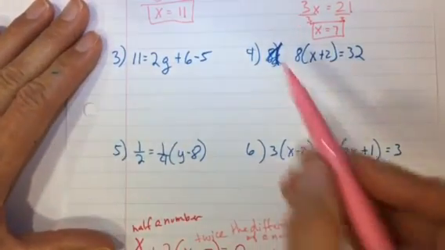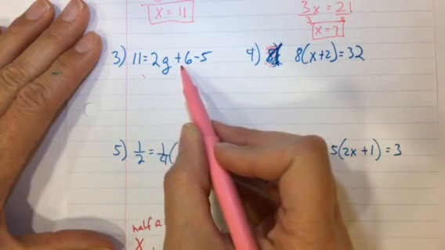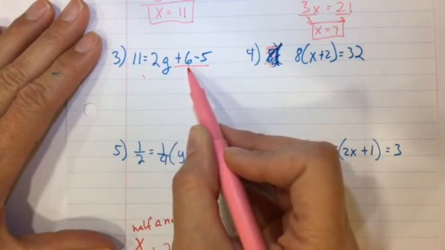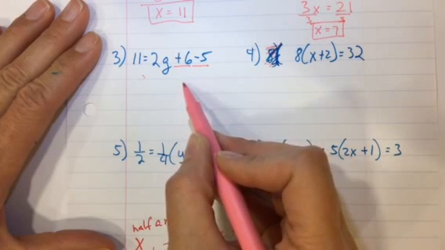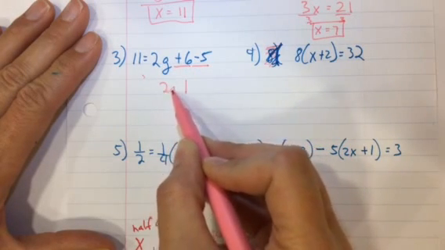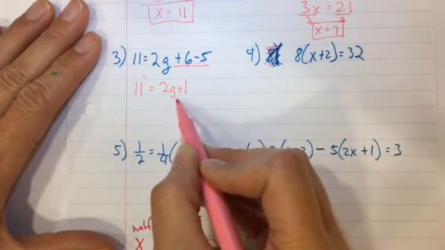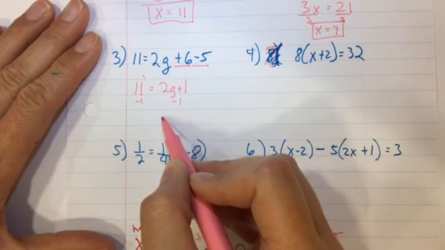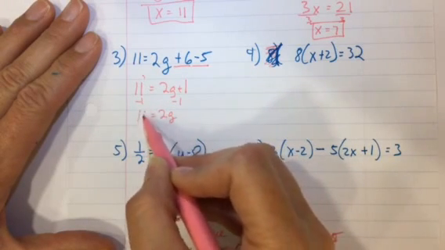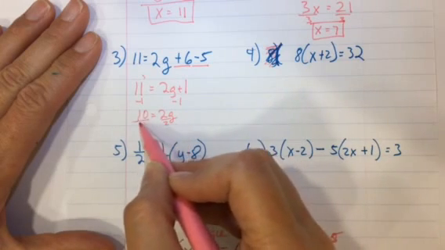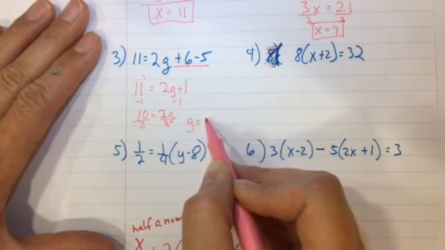Numbers 3 and 4, sorry about my mess right here, I started to write it weird. Again we're going to combine like terms with these numbers, and positive 6 minus 5 is just 1, so 2g is carried down. Then we need to zero the constant, so we subtract 1 from both sides and we get 2g is equal to 10. Divide both sides by 2, and we get g is equal to 5.